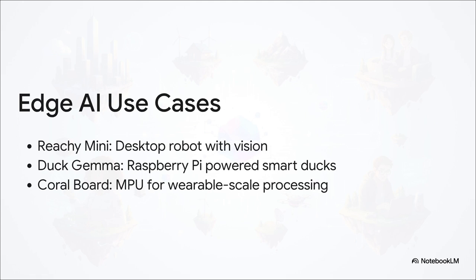The open-source Duck Gemma project runs the 2B model on a Raspberry Pi 5, so robotic ducks can have an actual personality. And at the extreme edge, we are seeing models running on Coral boards. These feature a low-power machine learning processing unit, or MPU, capable of 1 trillion operations per second, or TOPS. That makes them absolutely perfect for ultra-low-power wearables.